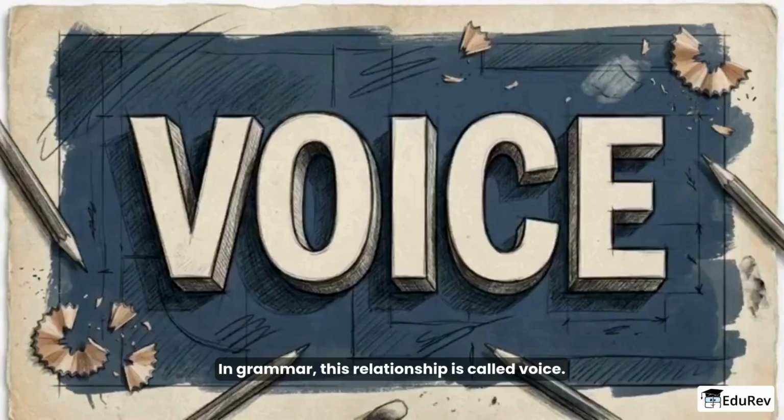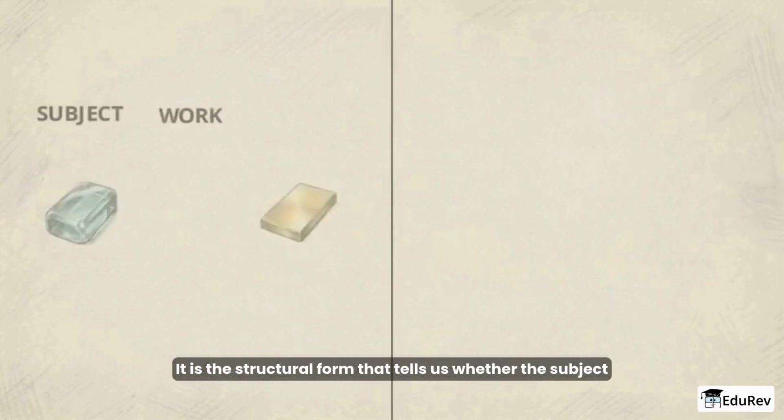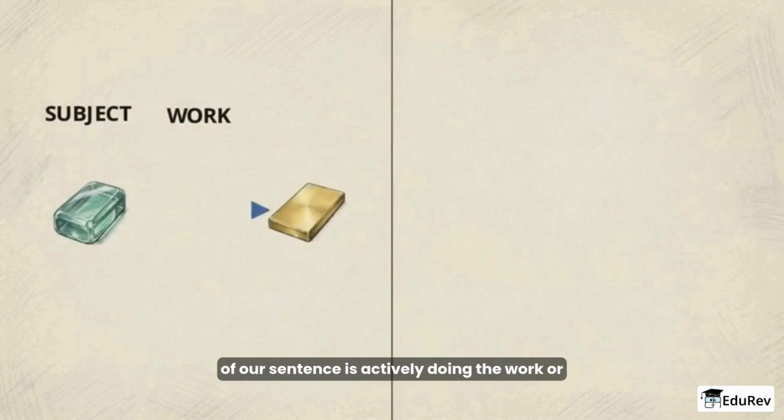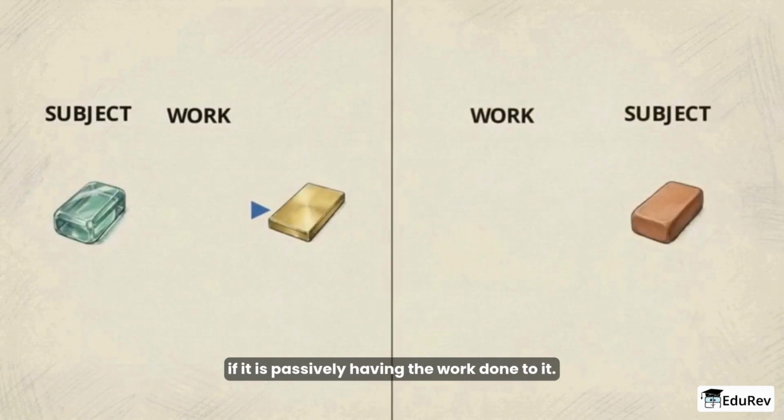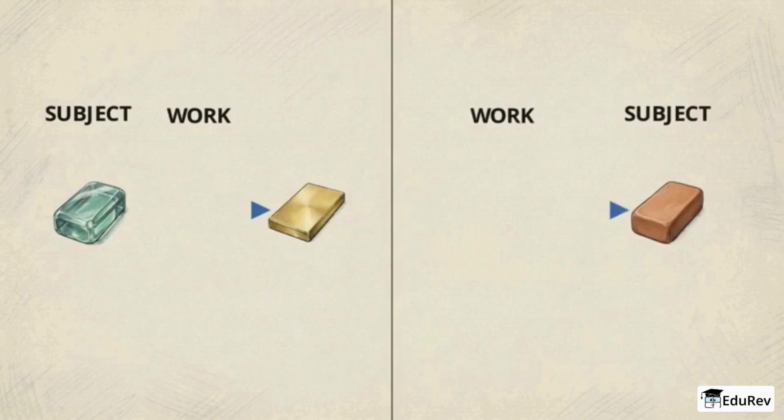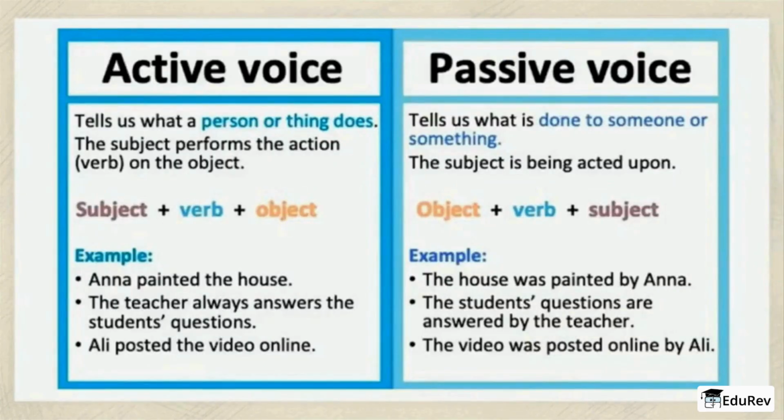In grammar, this relationship is called voice. It is the structural form that tells us whether the subject of our sentence is actively doing the work or if it is passively having the work done to it. These definition cards lay out the precise difference. Active voice tells us what a person or thing does. The subject performs the action. Passive voice tells us what is done to someone or something. The subject is being acted upon.